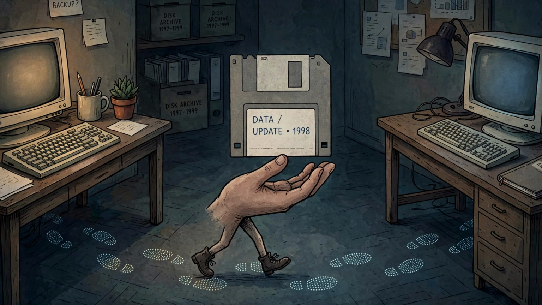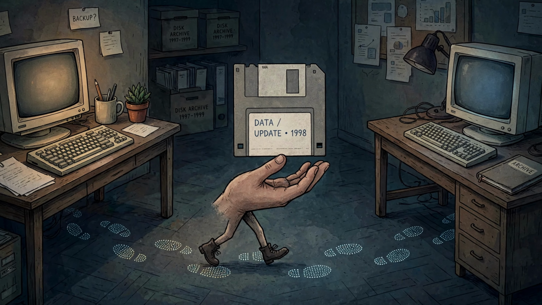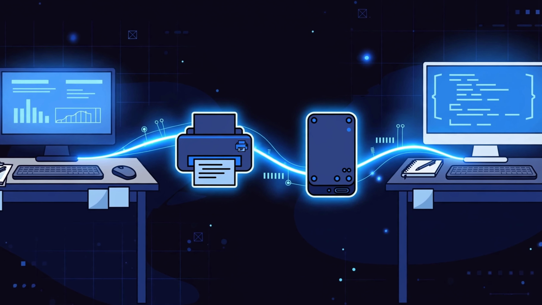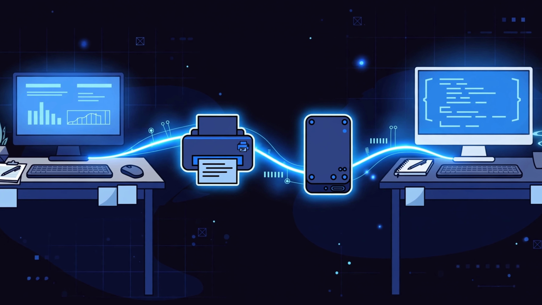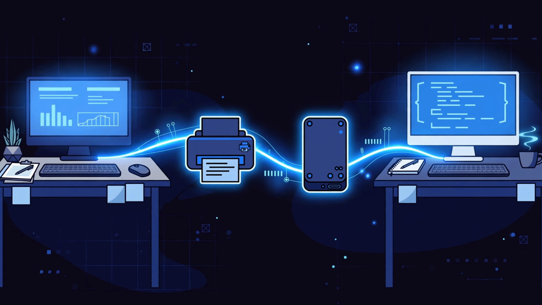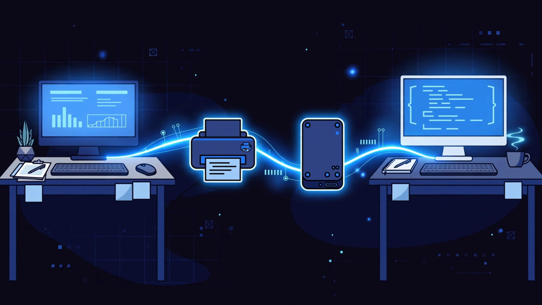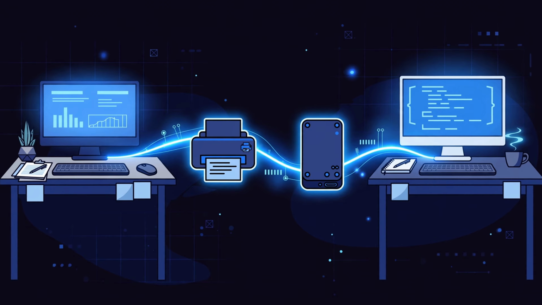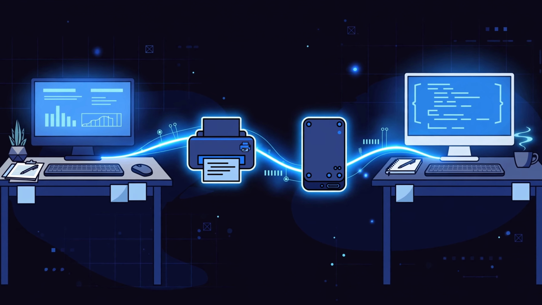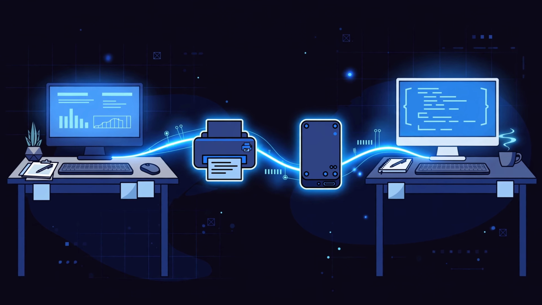Every file had to be physically copied and carried from one machine to another. Networks solved that by allowing instant communication, shared access to hardware like printers and storage, and centralized control over resources. It's the foundation that makes the internet, cloud storage, and even a simple office Wi-Fi connection possible.